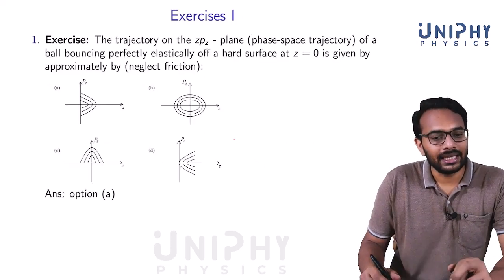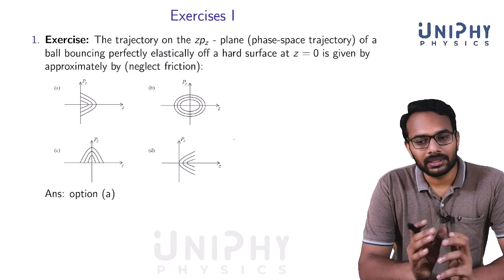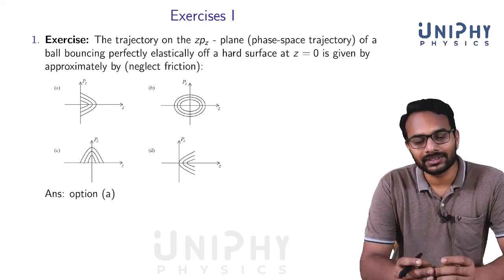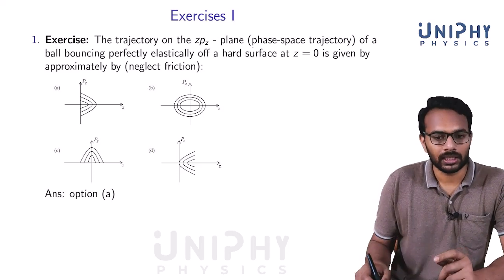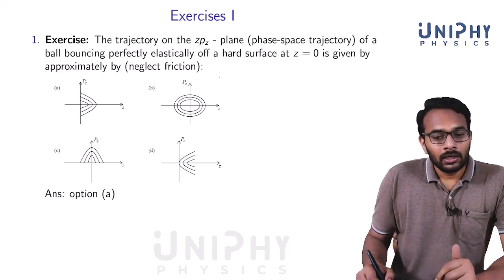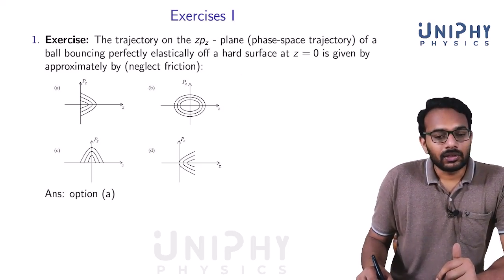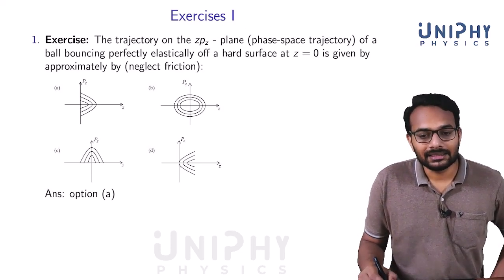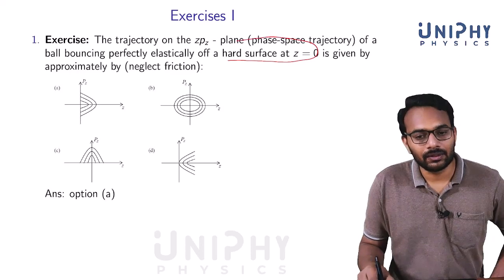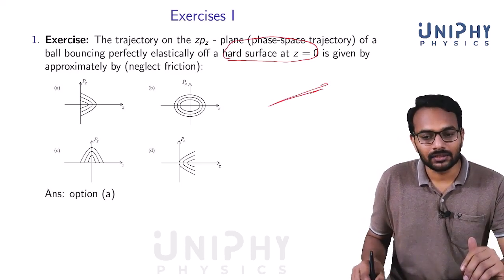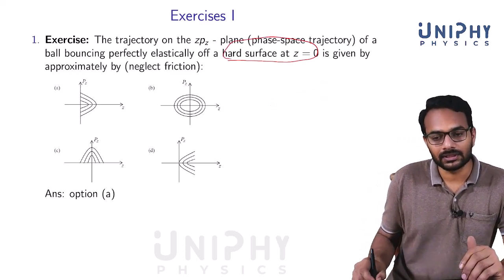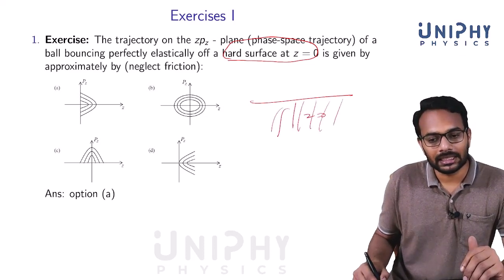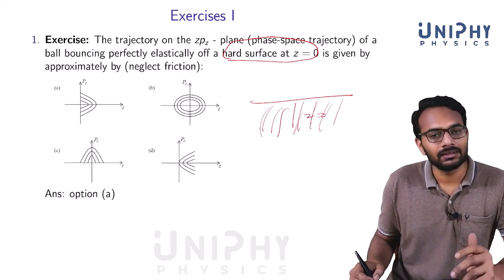The next one: the trajectory on the z-pz plane of a ball bouncing perfectly elastically off a hard surface at z equal to 0. That's not difficult. This means that in real space we have a hard surface at z equal to 0. This means that for z negative this is not accessible.